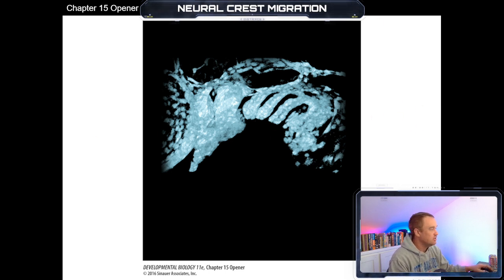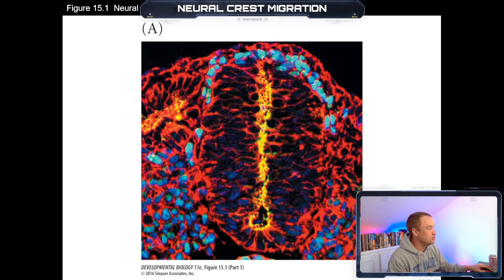Okay, so when we talked about the formation of the neural tube, the neural crest was that region on top of the neural tube, which splits off from the epidermis to allow it to be separate and not connected to the epidermis. So here we have this image, and this would be the neural crest up here in the blue. And they undergo epithelial to mesenchymal transition.